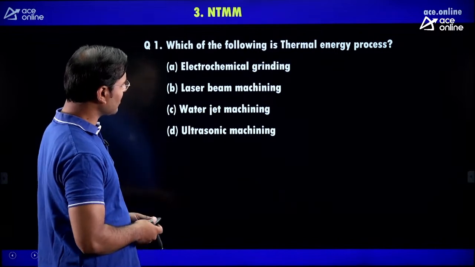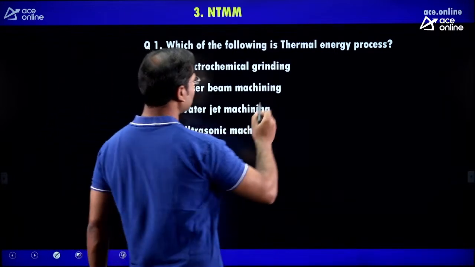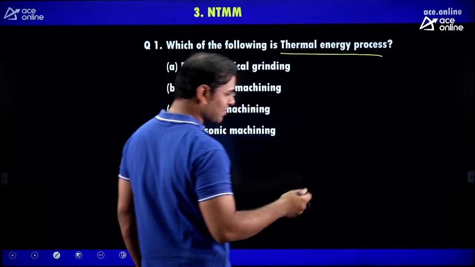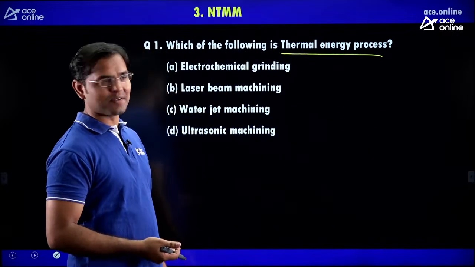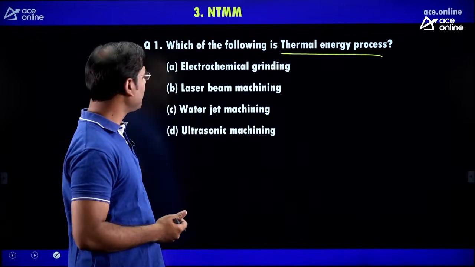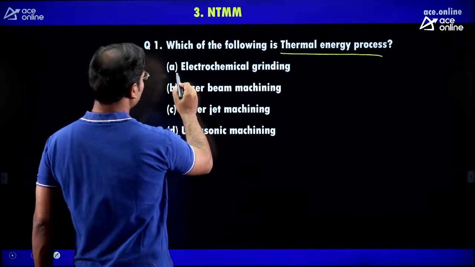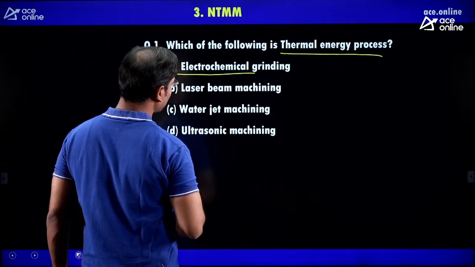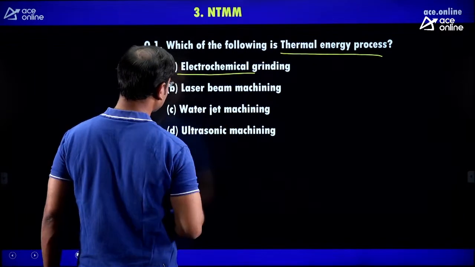Which of the following is a thermal energy process? The thermal energy process means the process in which heat is generated, in which the melting of material is going to happen. It is not happening, the melting of material, in electrochemical grinding or electrochemical machining.